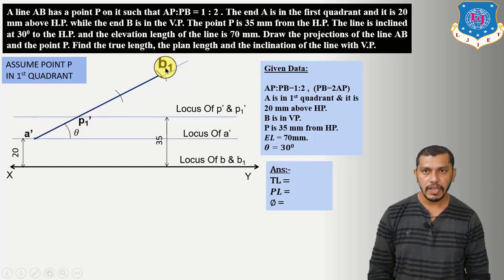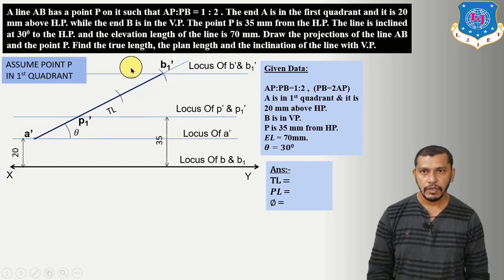So the length A dash B dash will measure the true length. This will be our locus of B dash and B1 dash. Now this is the locus of A dash, and we have the elevation length which is 70 mm, and as we know, the elevation length is A dash B dash. So measure 70 mm on the rounder, or 70 mm as an arc length. Take center at A dash and give an arc on the locus of B dash. Here we will get B dash. By connecting B dash to A dash, we will get the elevation length, and the angle of the elevation length is alpha. Now we have the elevation length and true length on the elevation side.